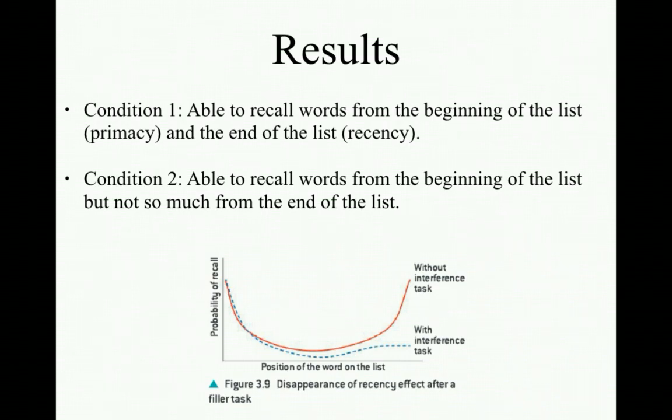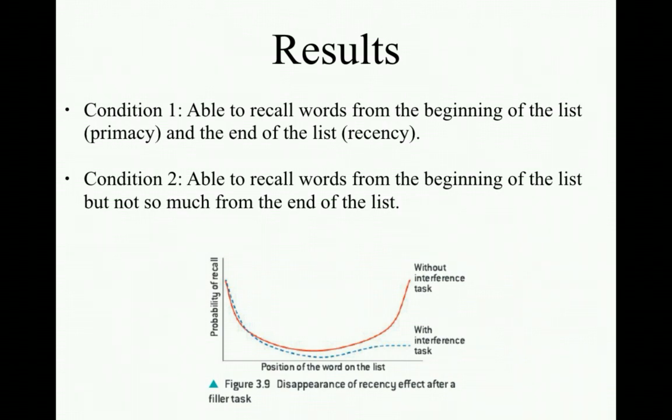You will remember the first few because you are able to rehearse and encode it into your long term, and you will remember the most recent ones because they are fresh in your short term. This shows that there is a separate long term and short term. In condition two, because there was a distraction task, participants were only able to remember the first few words in the beginning of the list, but not so much the ones in the end of the list.